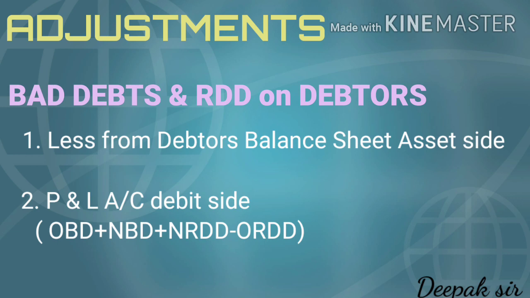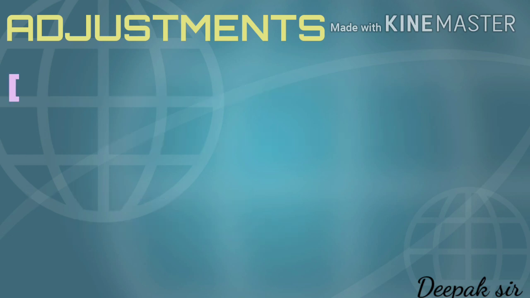So out of these 4 accounts we have to add 3, that is 2 bad debts old and new plus new RDD we have to add, and from this we have to deduct old RDD, and then the amount will come in the outer column. Now let us see the next adjustment, that is depreciation.